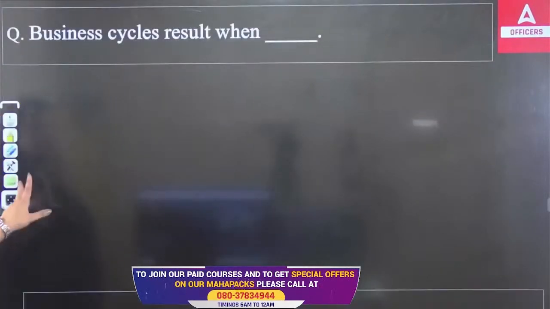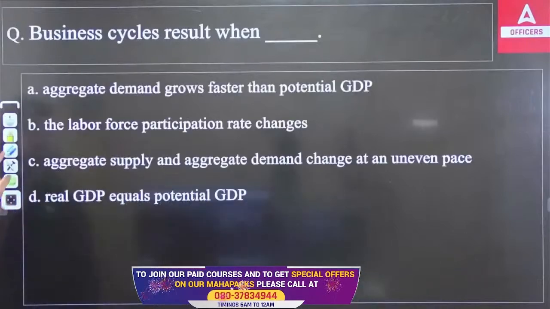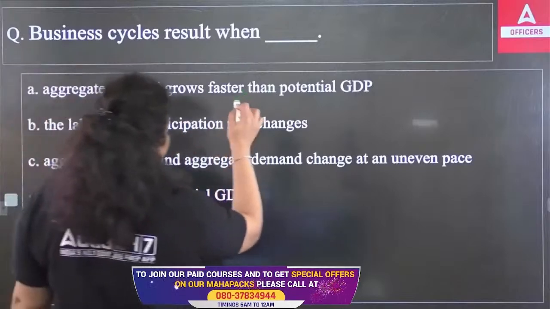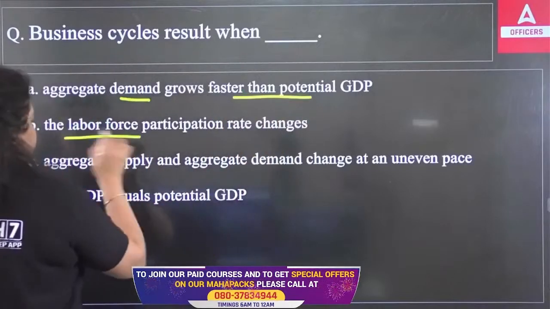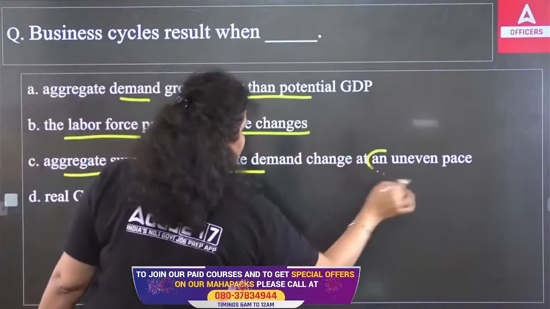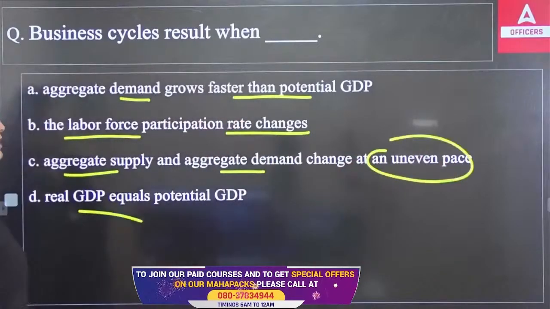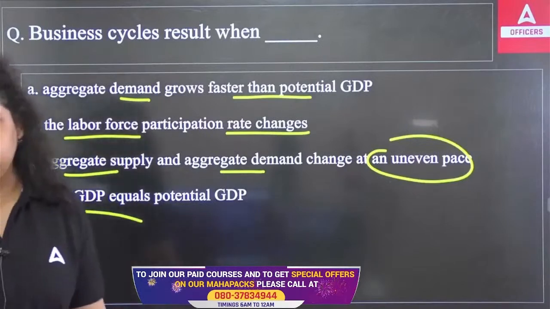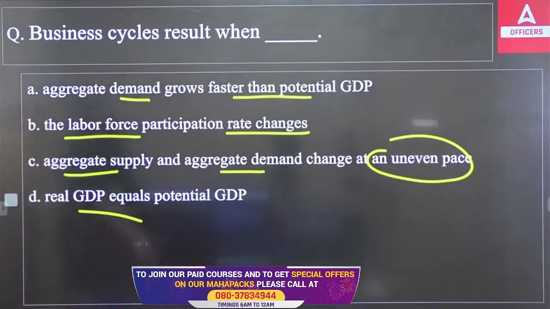Next question: business cycle results when? First, aggregate demand grows faster than potential GDP. Second, the labor force participation rate changes. Third, aggregate supply and aggregate demand change at an uneven phase. Fourth, real GDP equals potential GDP. What real GDP and nominal GDP are, I have discussed in my session already. Now, let me know which of the following is correct.